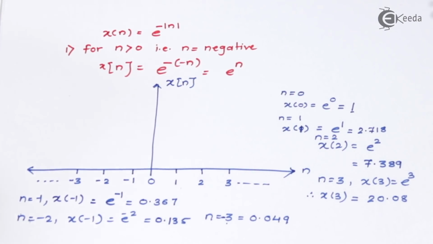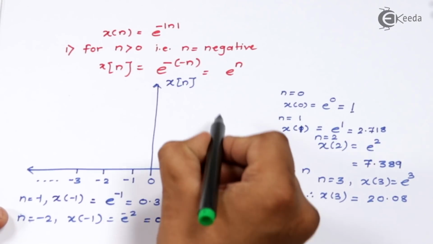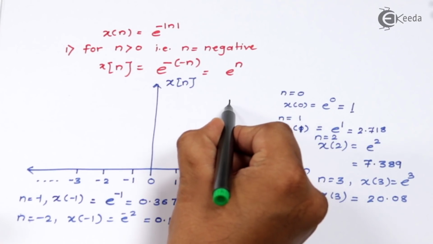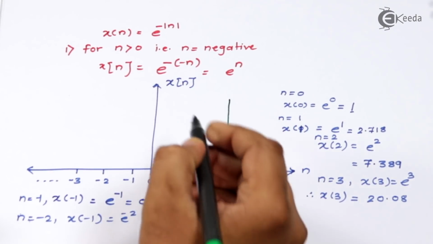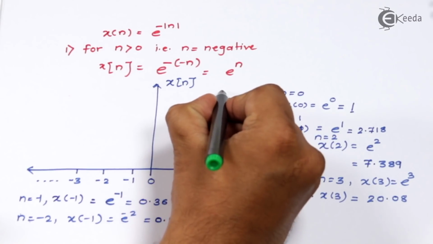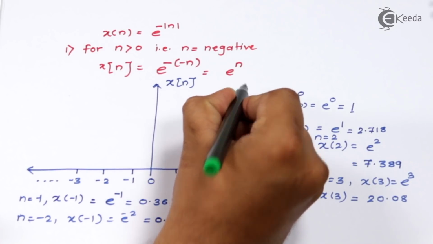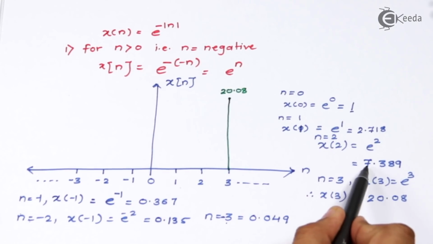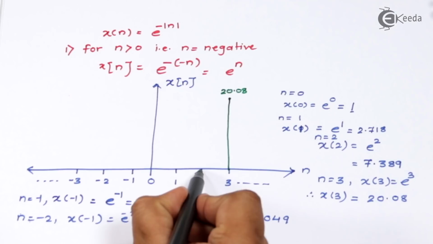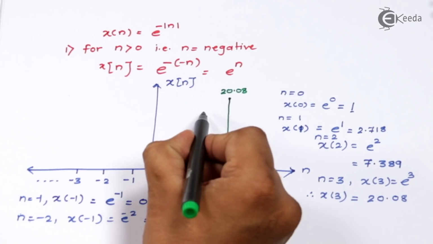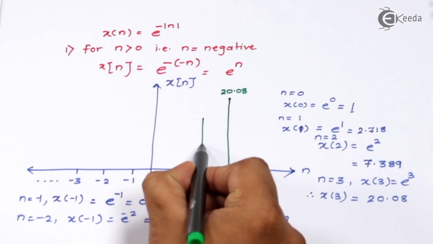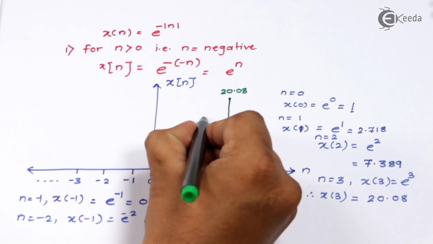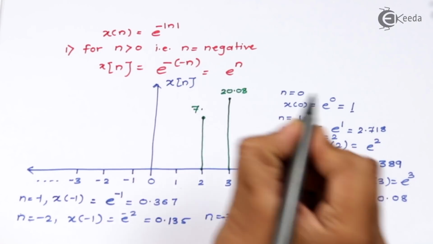We'll start from the highest one, that is n equals 3. For n equals 3, we have value 20.08. So let's say this one is the point where we get the value 20.08. I'll mark it over here. Next, similarly for n equals 2, what will you get? 7.389. So for n equals 2, my value is 7.39. So let's say this one is the point where you will get the value 7.389.